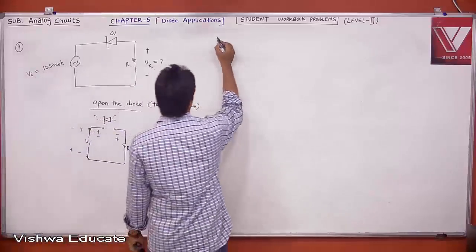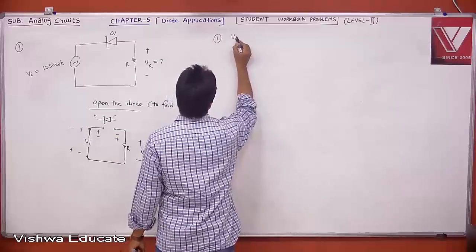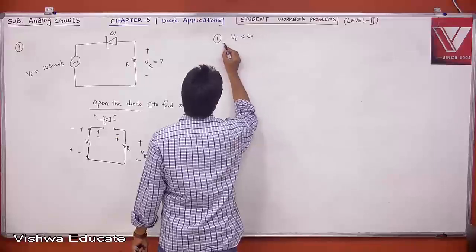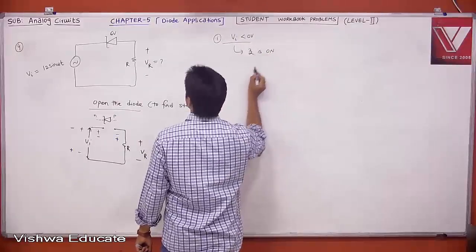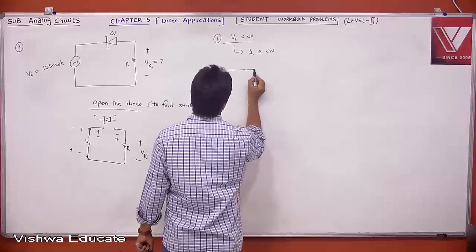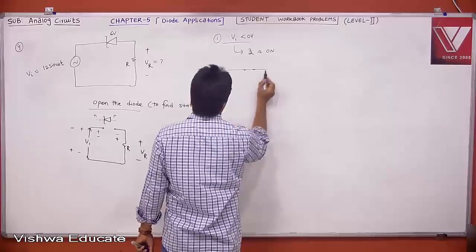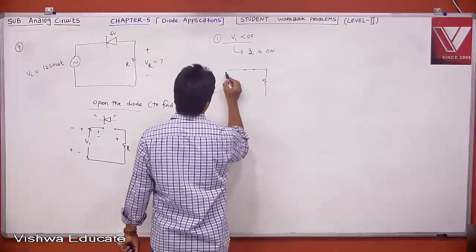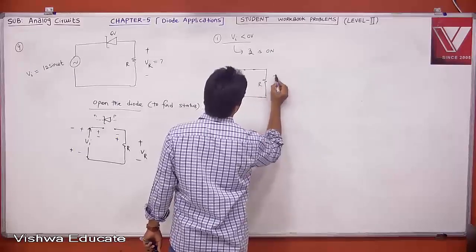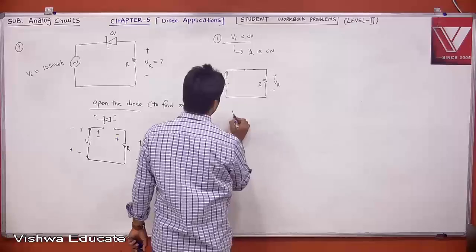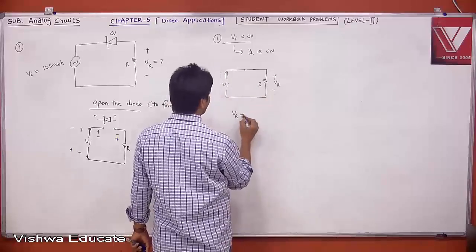Therefore, case A, let us say VI is less than 0, then your Zener diode is on. When the Zener diode is on, it is simply an ideal forward-biased diode. And this is your resistor, and this is your VI. Then this is your VR. Tell me, what is VR? VR is equal to VI, since both are in parallel.